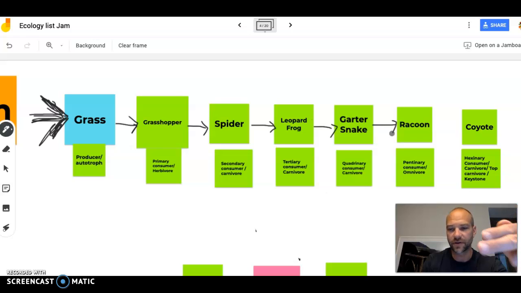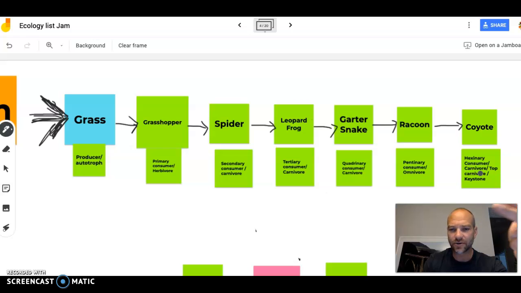The raccoon is the fifth consumer in the line, so that means it's pentanary, like the pentagon's five-sided. Notice that the raccoon is an omnivore. So it's an omnivore eating a carnivore, and that's totally fine. Let's say the raccoon is then hunted and eaten by a coyote, which could definitely happen. The coyote is the sixth predator in line, or the sixth consumer in line, so it's hexanary. It's also, in this case, a carnivore, and it's also the top carnivore, and it's also known as a keystone predator.